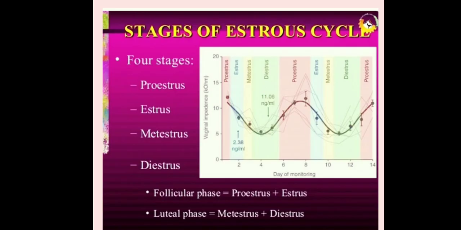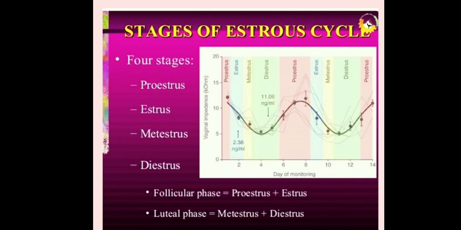Let's talk about the stages of estrous cycle. There are four main stages during the period of estrous cycle, that is proestrus, estrus, metaestrus and diestrus. Let's talk about all of them in detail. The first one is proestrus. It is the follicular phase where follicles start developing and secrete estrogen. The uterus lining or endometrium starts to develop and the vaginal epithelium proliferates. This is the first stage of estrous cycle.